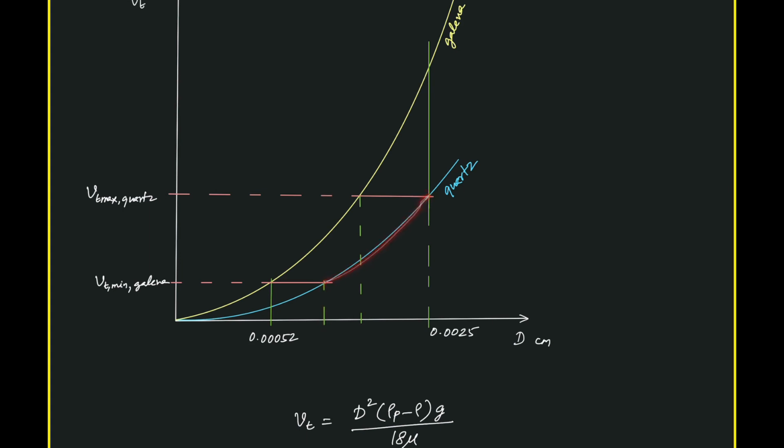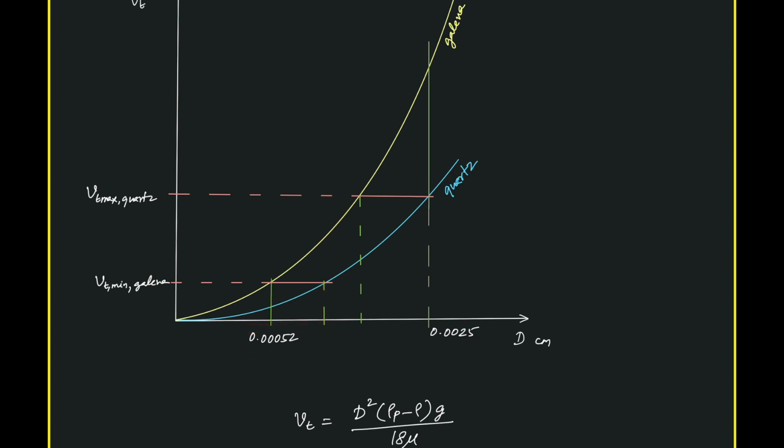This quartz and this galena have the same settling velocity, so you cannot separate in this operating region. Or in this region, if you try to operate at any velocity, you will definitely get both quartz and galena. Whereas if you operate at this velocity, only pure galena will be settling from this size to this size. And if you operate at this velocity, we will have pure quartz of size 0.00052 to this size.